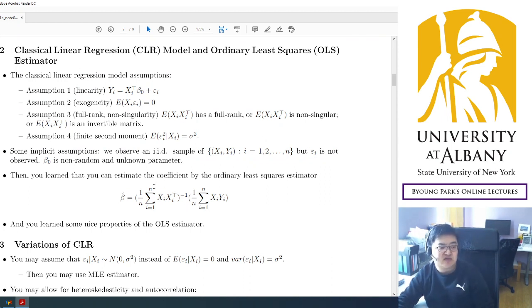And based on these assumptions, you learned you can estimate the unknown beta using this method. From the data, you can calculate an estimator beta hat, which is called the OLS estimator, and you learned nice properties of this OLS estimator. It is unbiased, it is efficient, best linear unbiased estimator. It's consistent, and its standard error is given by a simple form, blah blah blah. So this is what you learned in Econometrics 1 and in the basic linear regression chapter.